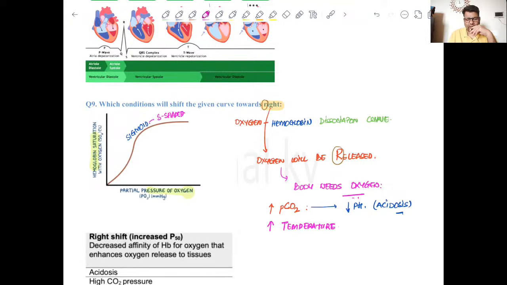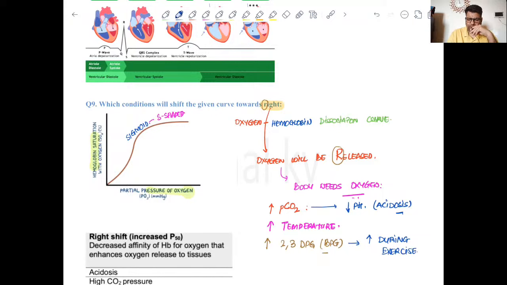Clear? If the temperature is high, oxygen will be released from hemoglobin. Third is increased 2,3-diphosphoglycerate, also written as bisphosphoglycerate. It's the same thing. And this compound is increased during exercise.